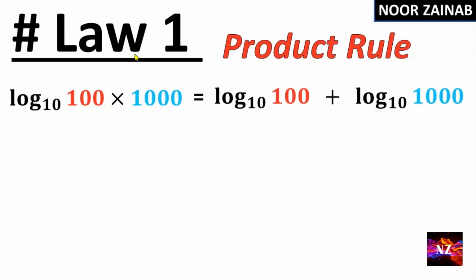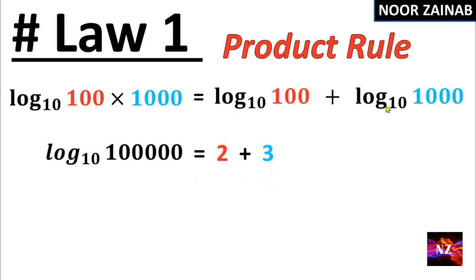If we solve the left side of the equation, 100 multiplied with 1000 gives us 10,000. On the right side of the equation, we can see that the log of 100 with base 10 means how many times we have to multiply 10 to get 100, and it is 2. And here log of 1000 with base 10 means how many times we have to multiply 10 to get 1000. The answer is 3. So if we add 3 and 2, we get 5. And if we notice here, the log of 10,000 with base 10 is also 5. So we can see that both sides of the equation are the same.